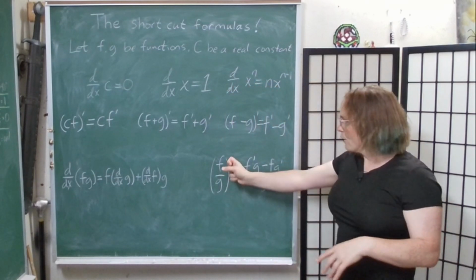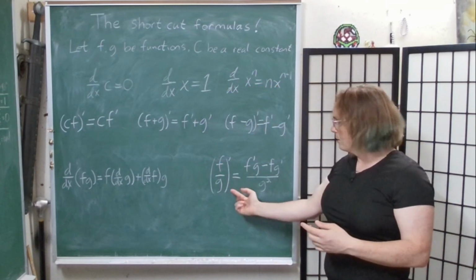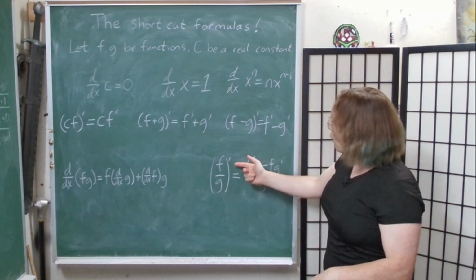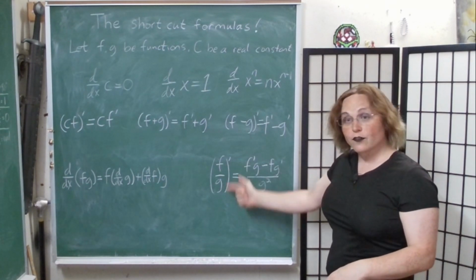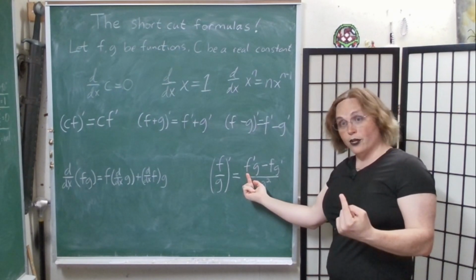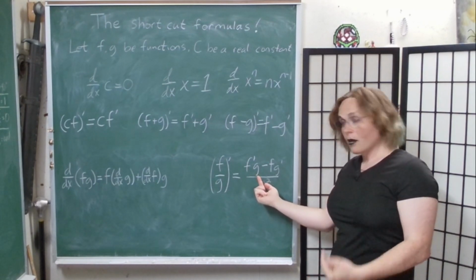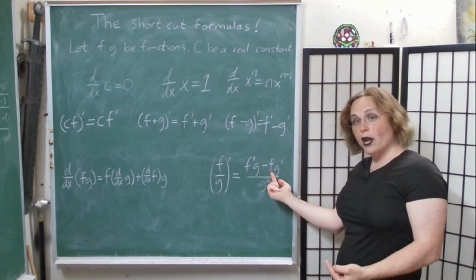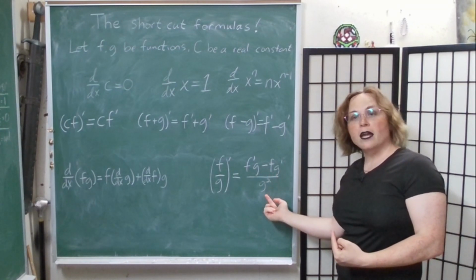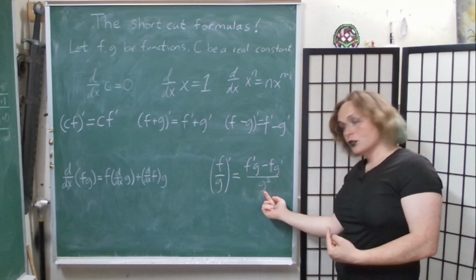And then for the quotient rule, using our normal rule that g has to not be 0, we would say that the derivative of the quotient is equal to the derivative of the numerator times the denominator minus the numerator times the derivative of the denominator, divided by the denominator squared.